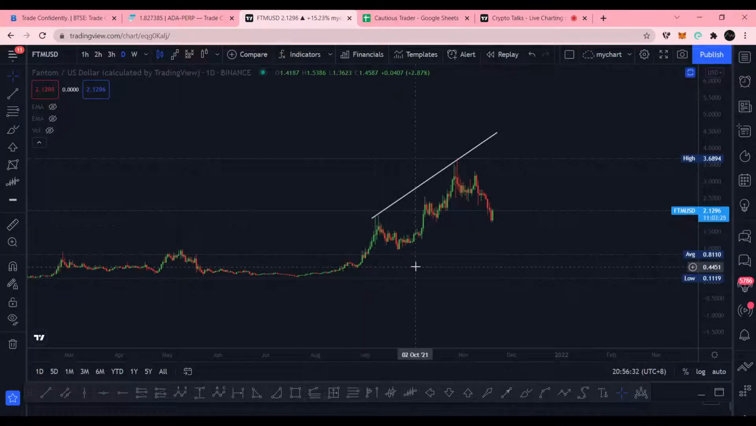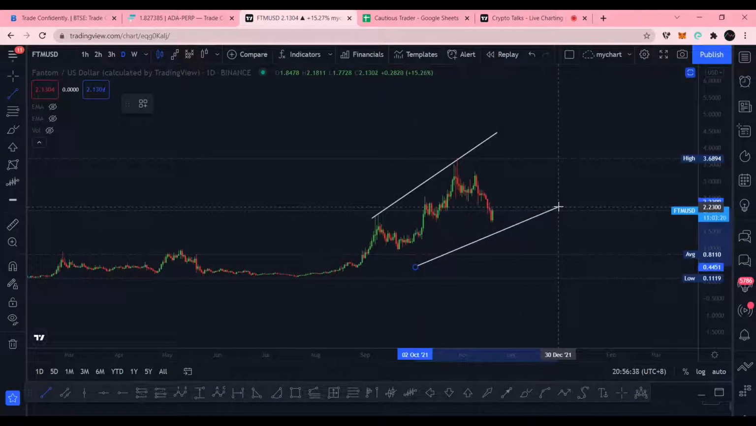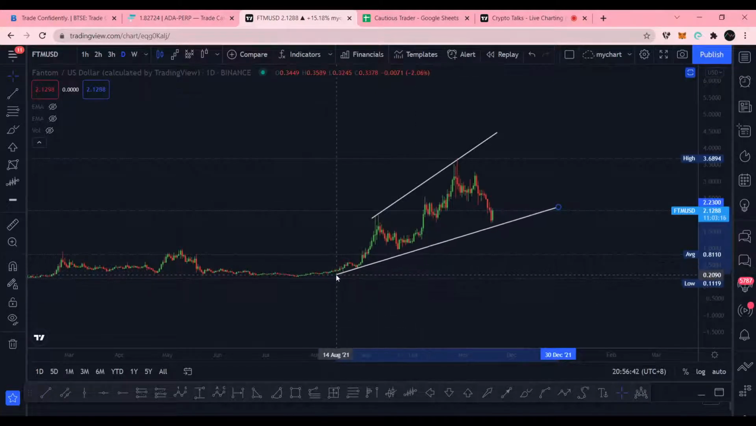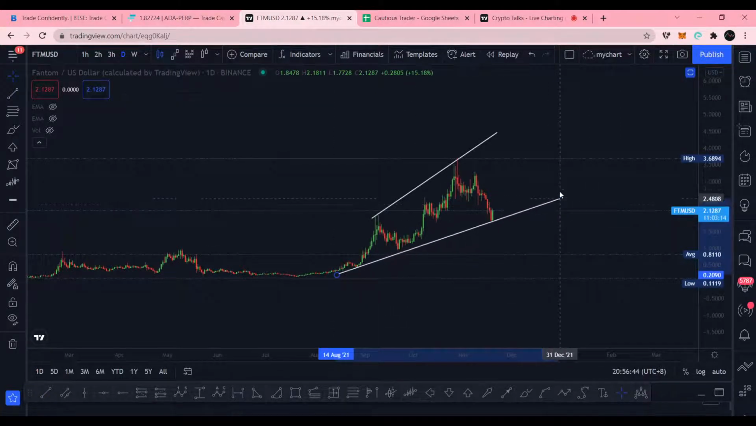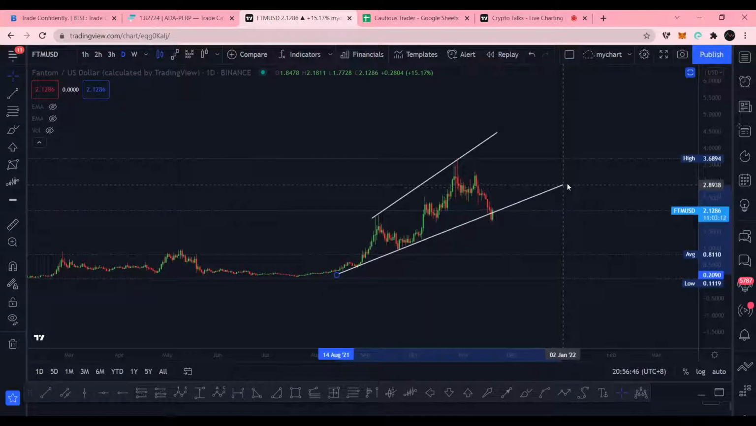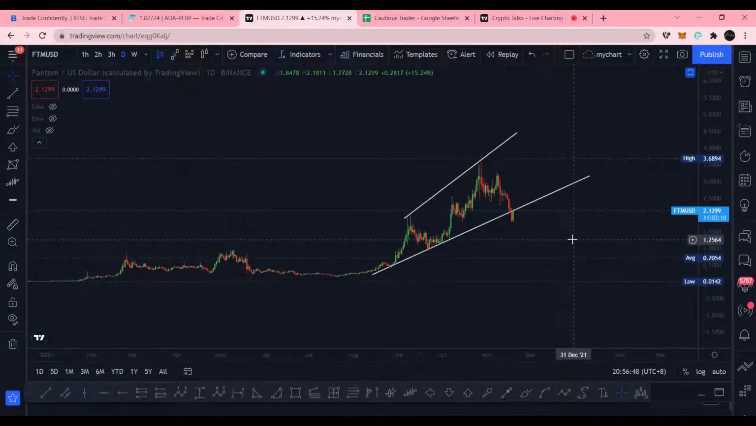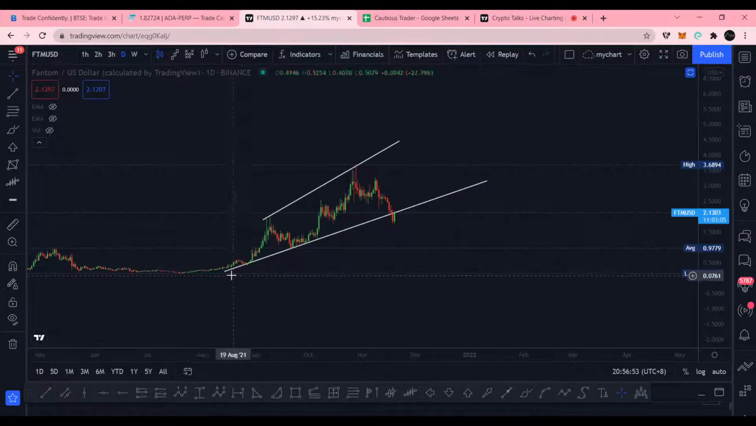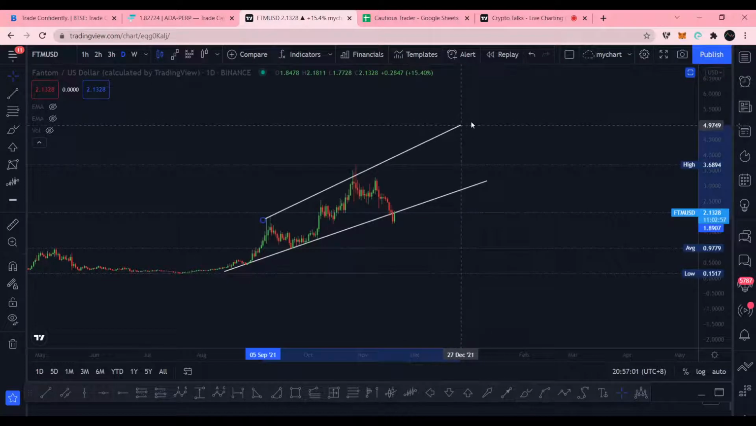Let me try it again. Alt T and then click. Now we have our trend line support, which is this, and this is our ceiling, which is our resistance.